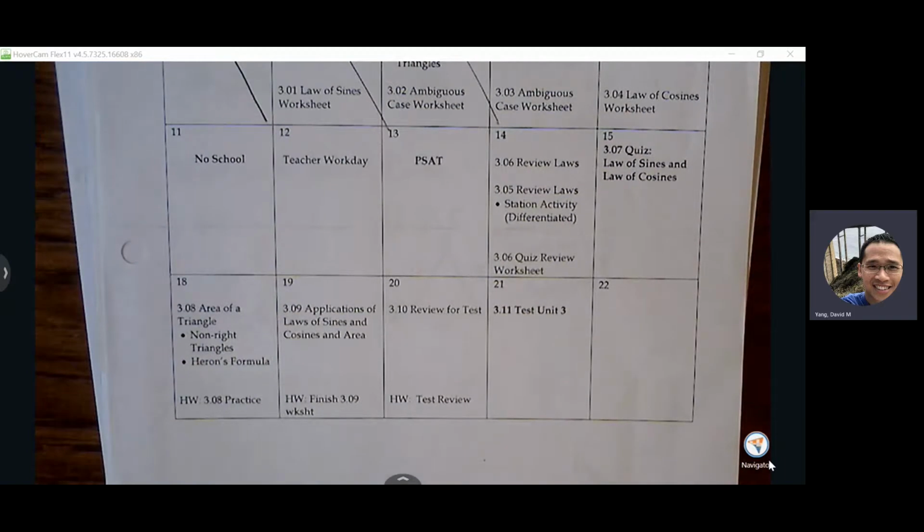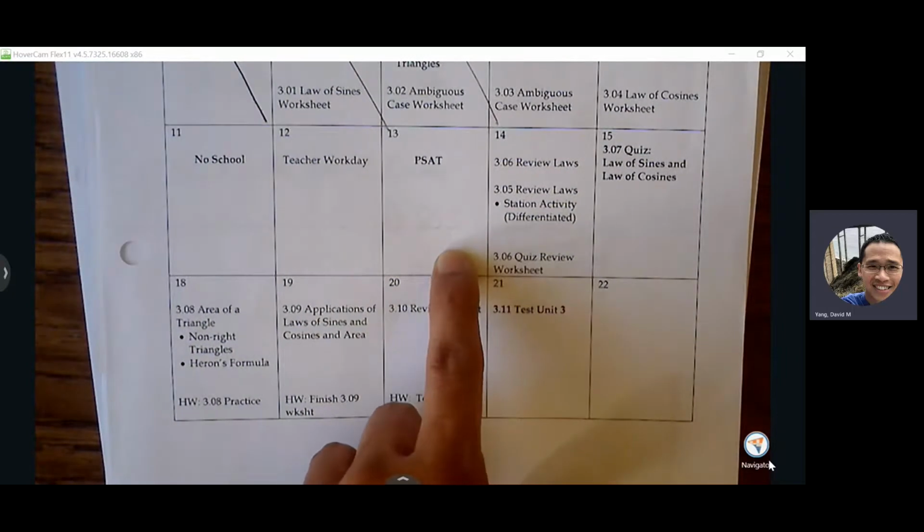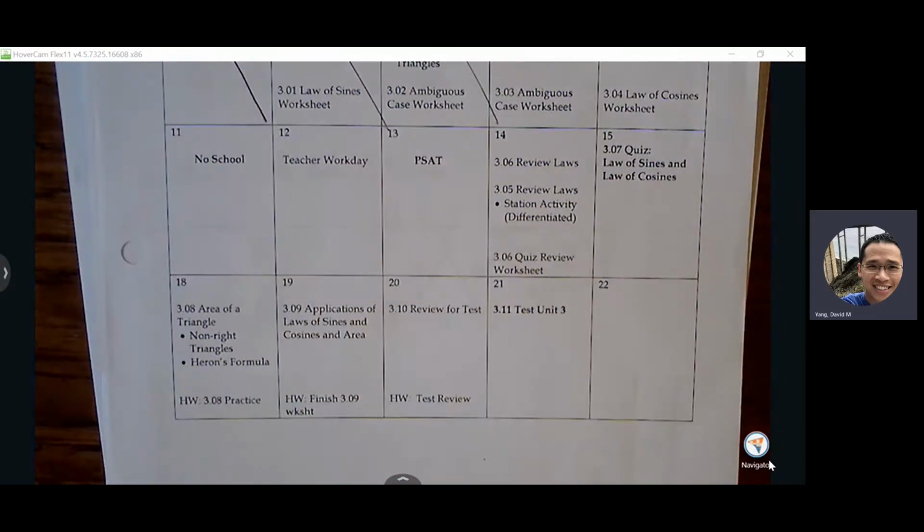Do juniors take PSAT? Yes. Yes, juniors take PSAT. They're required. Yeah. It's not required. I think this is also the day when students are taking the SAT, right? I think. Yeah. Okay. So that's our schedule for these next few weeks.